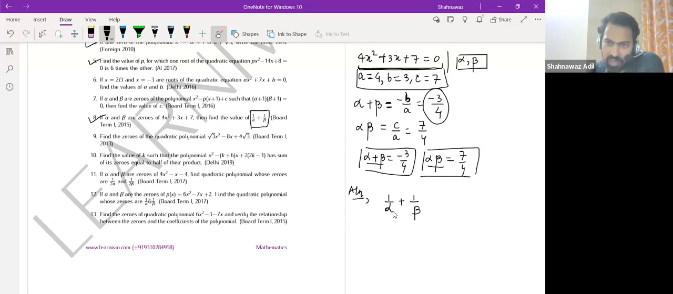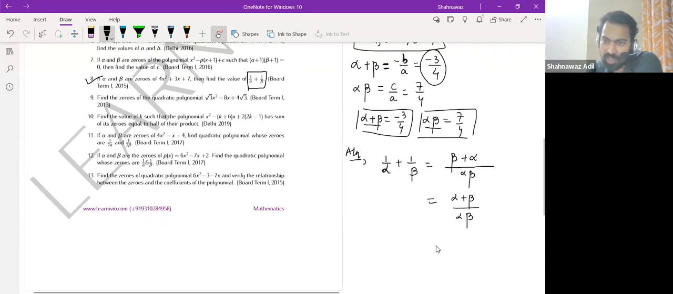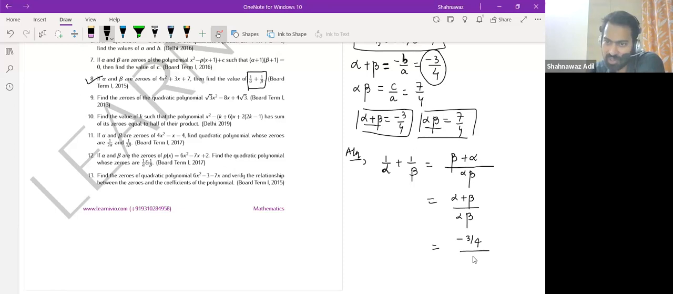So what we have to do here is simplify this. So what would be the LCM of alpha and beta? Alpha beta, right? So this would be alpha beta. Alpha divided by alpha beta leaves beta, and beta divided by alpha beta leaves alpha, into 1. So this is alpha plus beta, if I rearrange, over alpha into beta. So do I know alpha plus beta, Hami? Yes. So we can put the value of alpha plus beta, which is minus 3 by 4, and then the value of alpha into beta, which is 7 by 4.